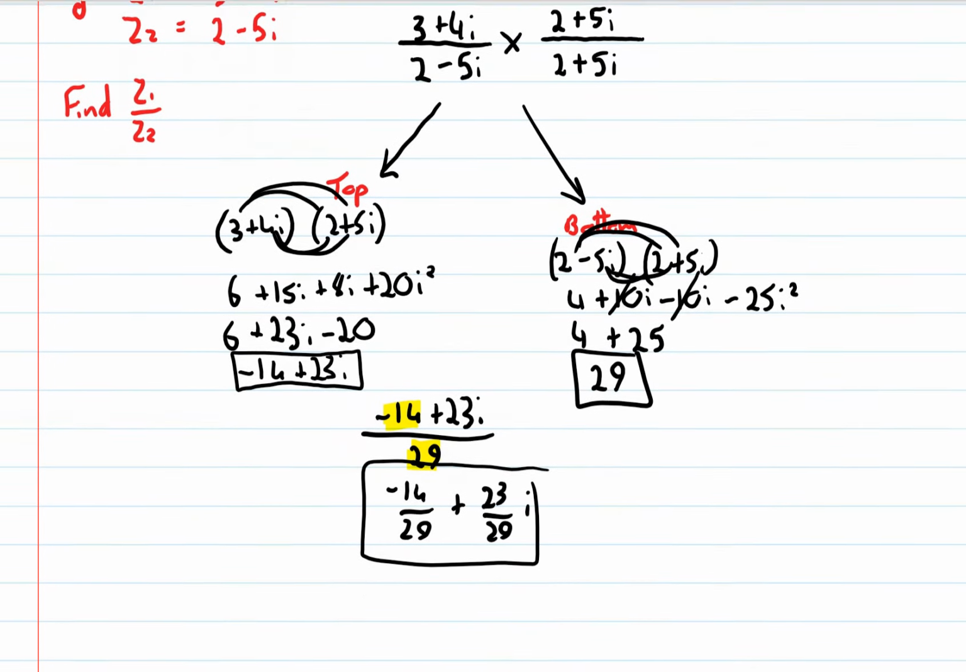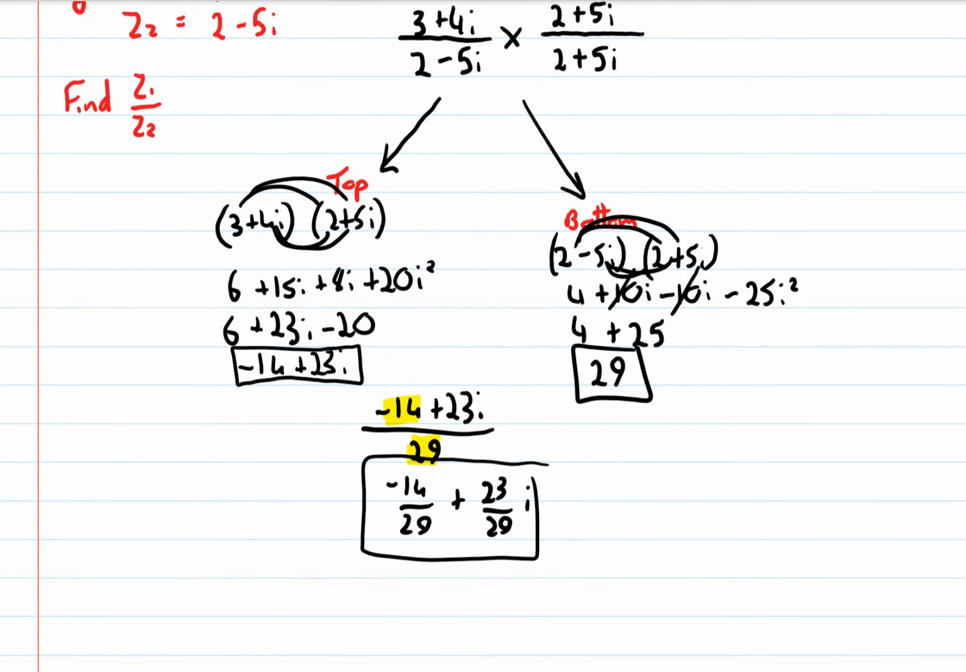Okay, just take a minute there if you want to see how I actually finish this off. I just split it into the real part and the imaginary part. So minus 14 over 29 plus 23 over 29 with the i out here.